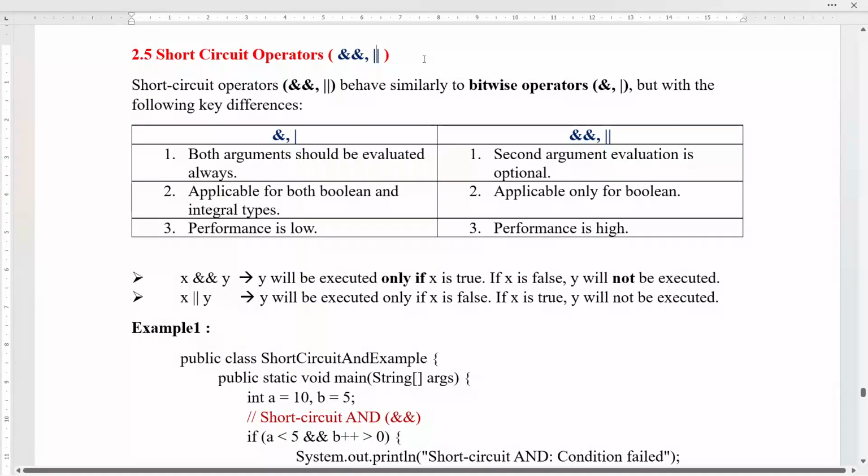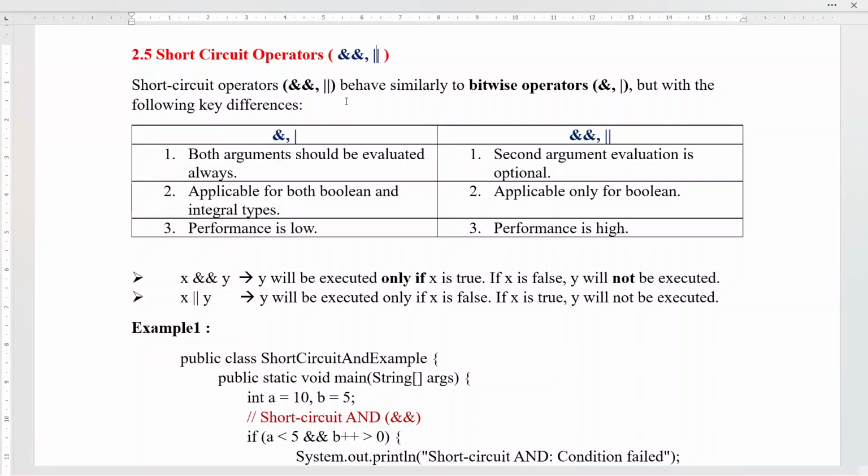Hi friends, today I am going to explain short circuit operators in Java. Short circuit operators are short circuit AND and short circuit OR. Short circuit operators behave similarly to bitwise operators, which I have explained in my previous video, but with the following key differences.